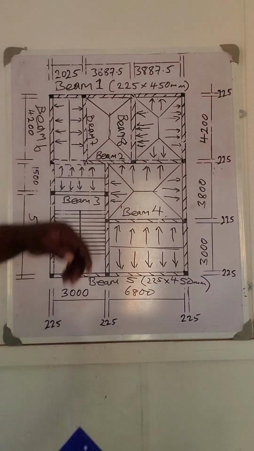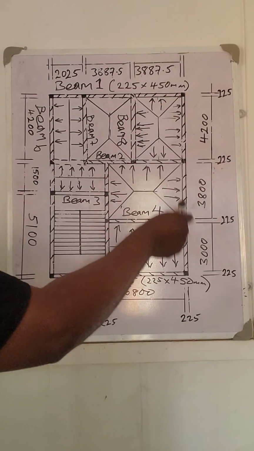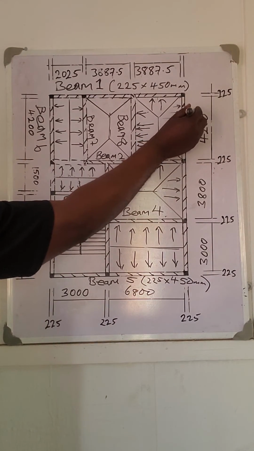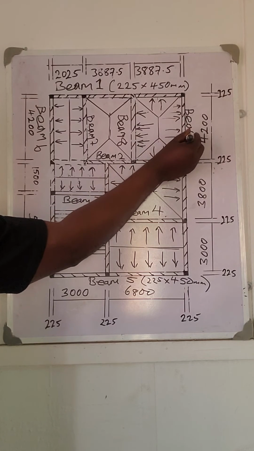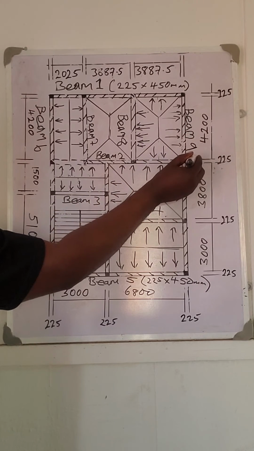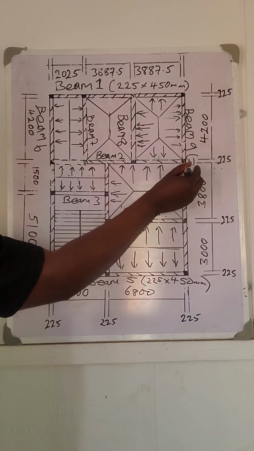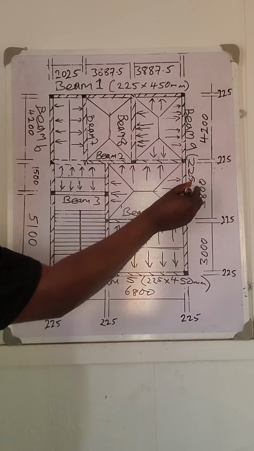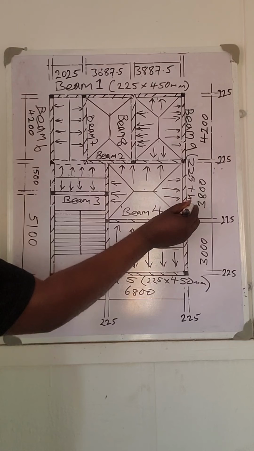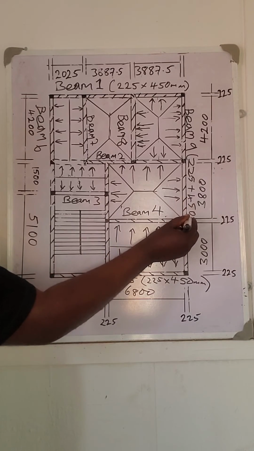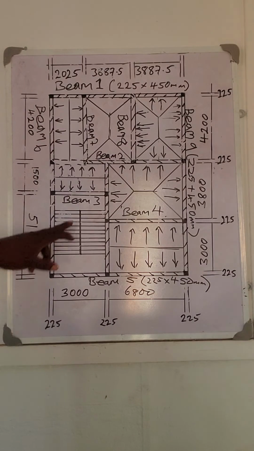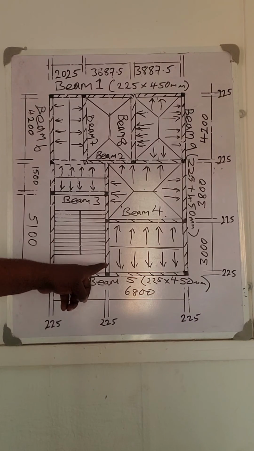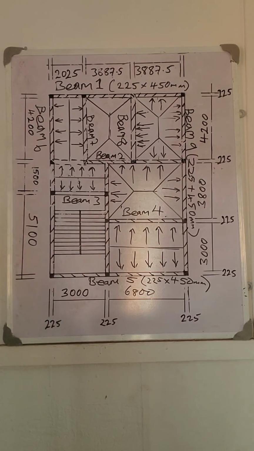Now, this one I call beam 9. This is 225 by 450 millimeters. This is also a beam, so I can call this one beam 10. You have now named all the beams.